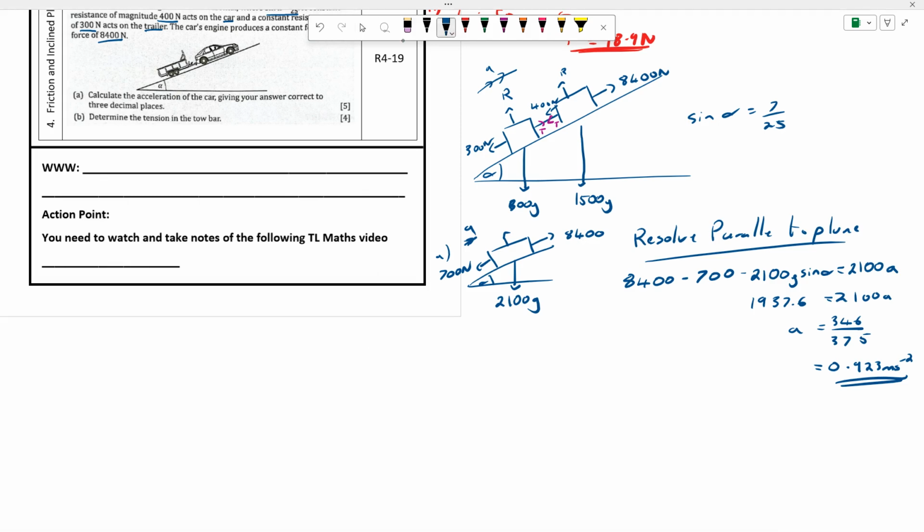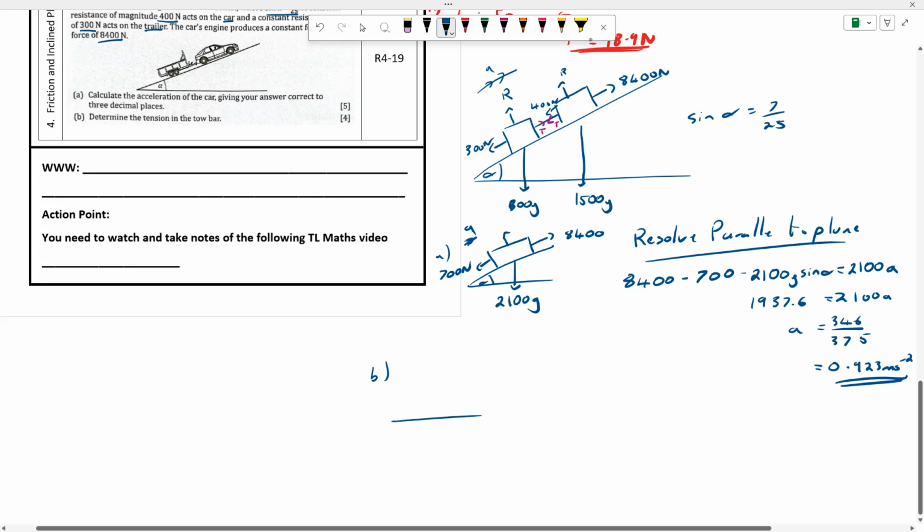Now for part B, determine the tension. For this one, I now need to split it up, because like I said, when I looked at the whole system, the two tensions cancel each other out because I had one going up and one going down. So I need to look at either just the trailer or just the car. Now I know more about the car, so I'm going to look at just the car.